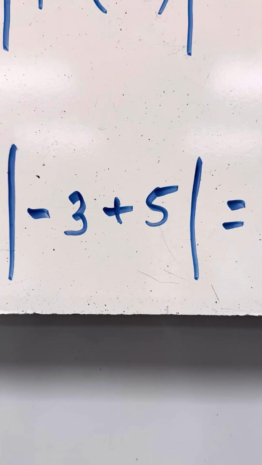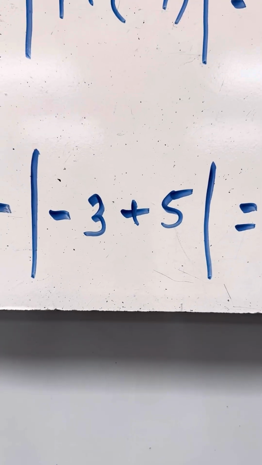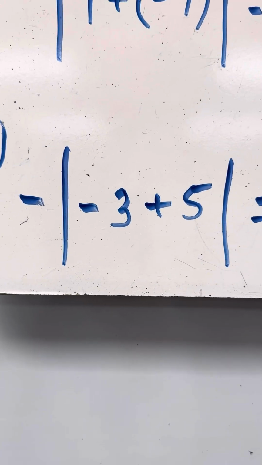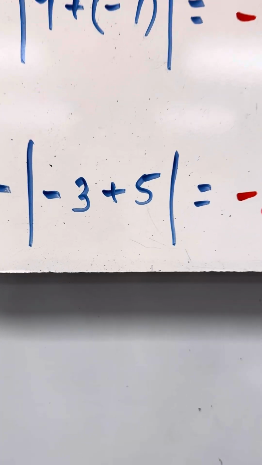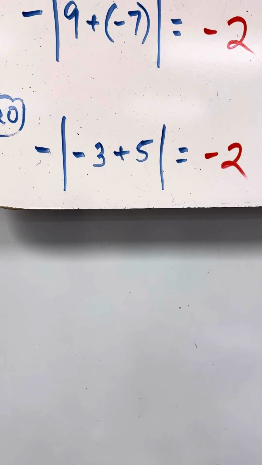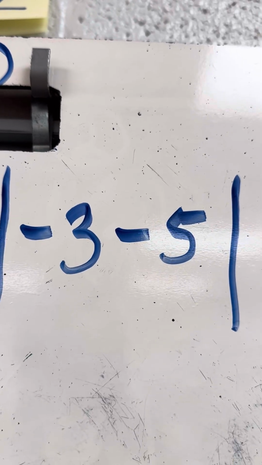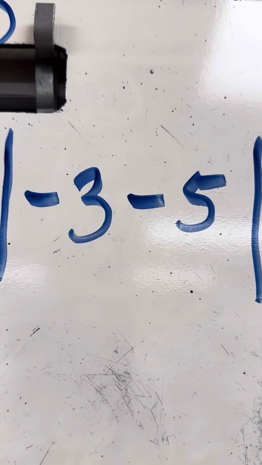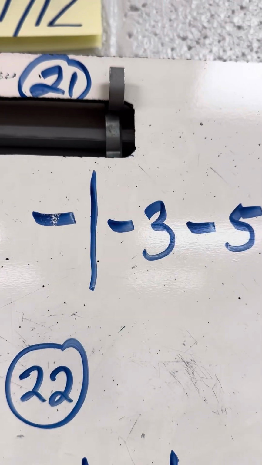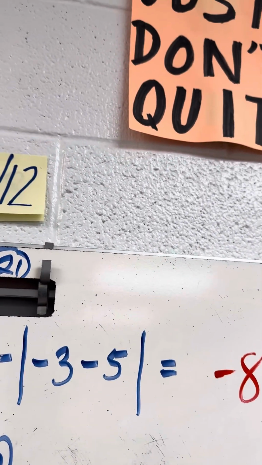-3 plus 5 is 2. Take the negative of that, it's -2. -3 minus 5 is -8. The absolute value is +8. But the negative of that will be -8.